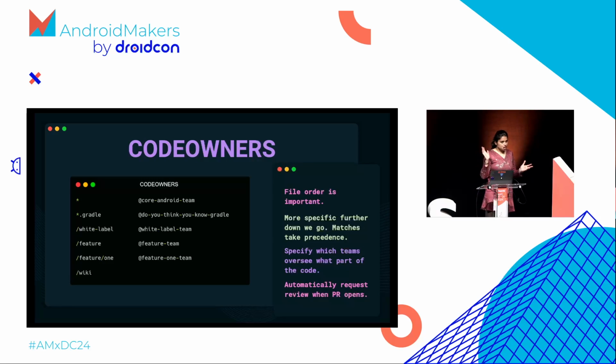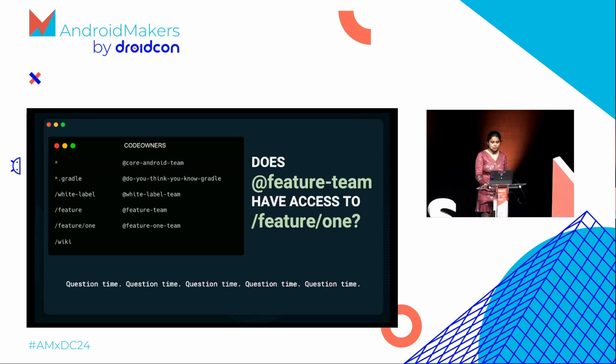In this case, the file order is really important. The more specific you get, the further down you go, it takes precedence, right? That way, we clearly define who can oversee what part of the code. And it automatically requests review whenever a PR opens.